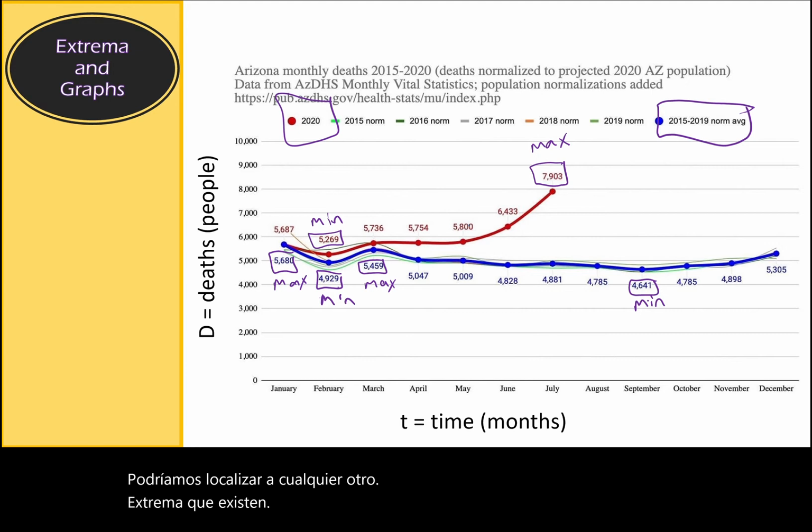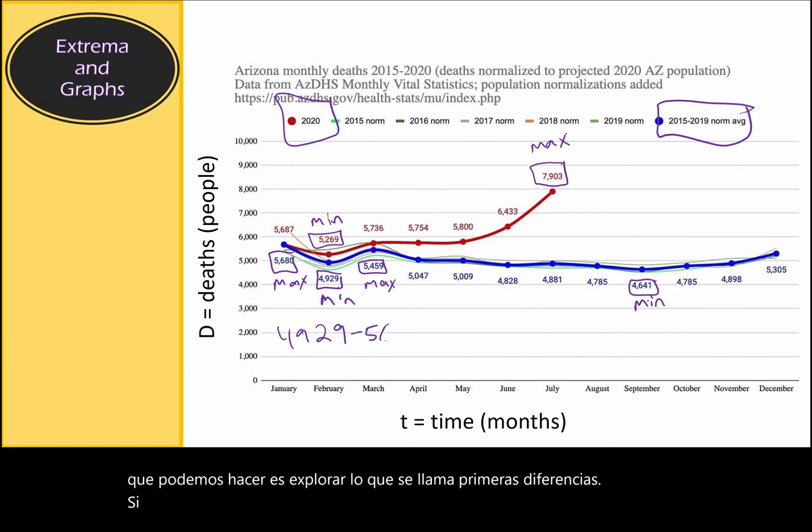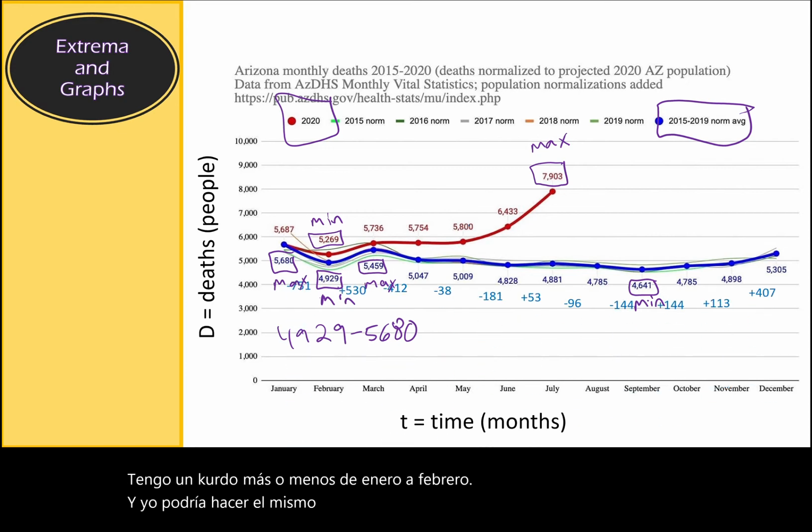One thing we're going to have to do is figure out, are the deaths increasing or decreasing from month to month? And one of the things we can do is explore what's called first differences. If I take 4,929 and subtract off 5,680, that'll tell me how many deaths have occurred more or less from January to February. And I could do the same calculation between each month and produce what's called the first differences.